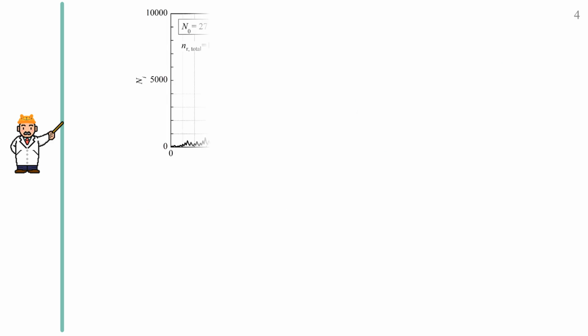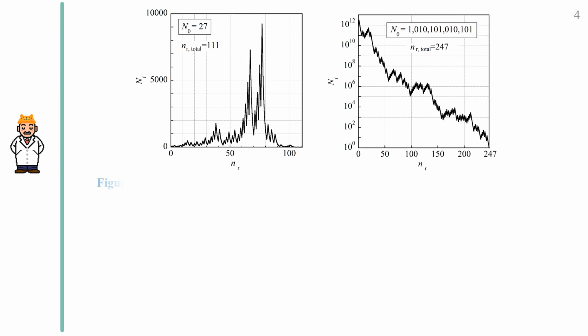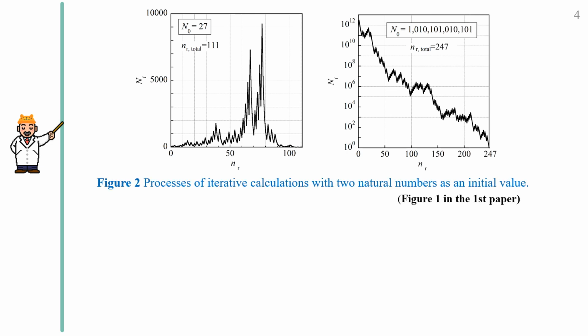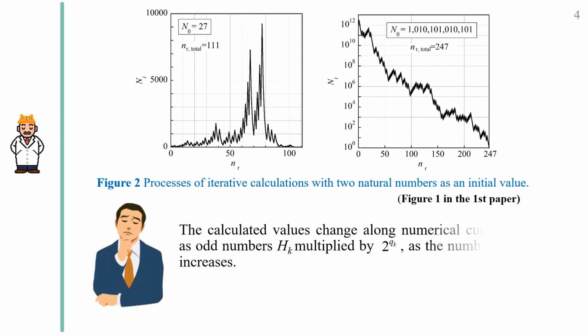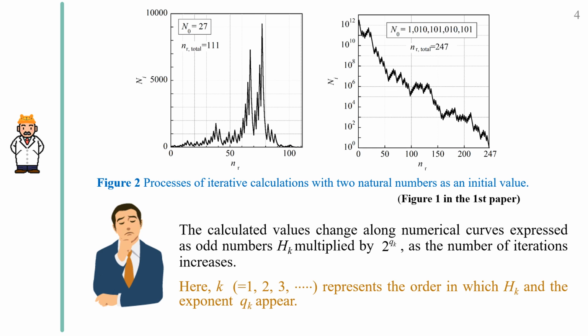Figure 2 shows the changes in calculated values when the initial value n sub 0 is 27. The calculated values change in completely different ways. However, careful observation reveals that the calculated values change along numerical curves expressed as odd numbers h sub k multiplied by 2 to the power of q sub k as the number of iterations increases. Here, k represents the order in which h sub k and the exponent q sub k appear.